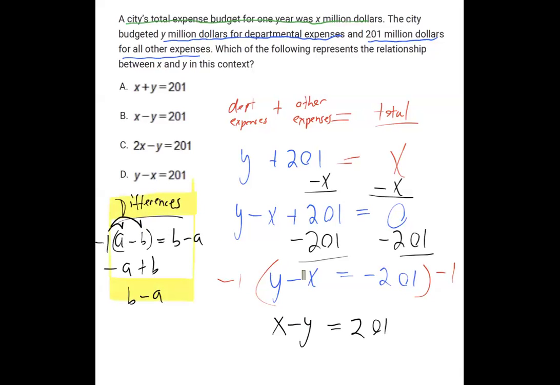When we multiplied Y minus X by -1, we get X minus Y. On the right-hand side, negative 201 simply becomes positive 201. X minus Y is 201, and we're done.